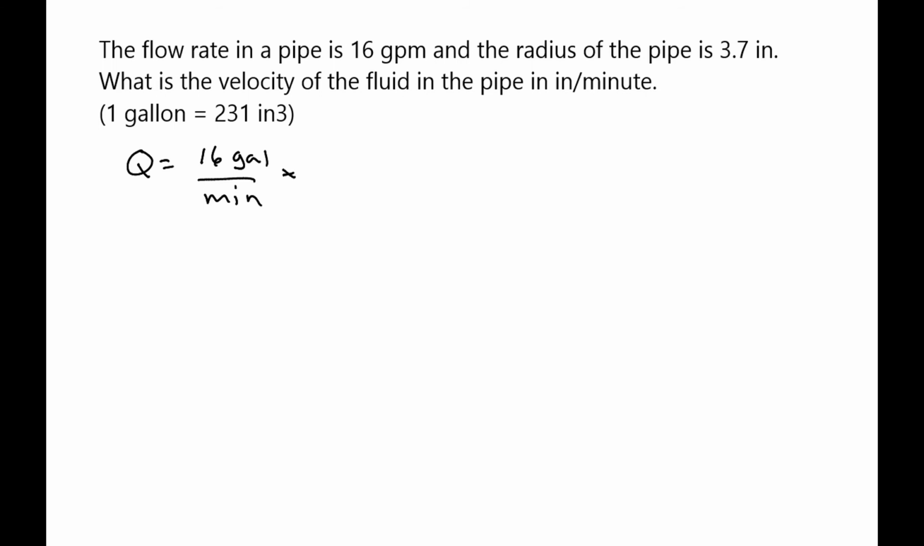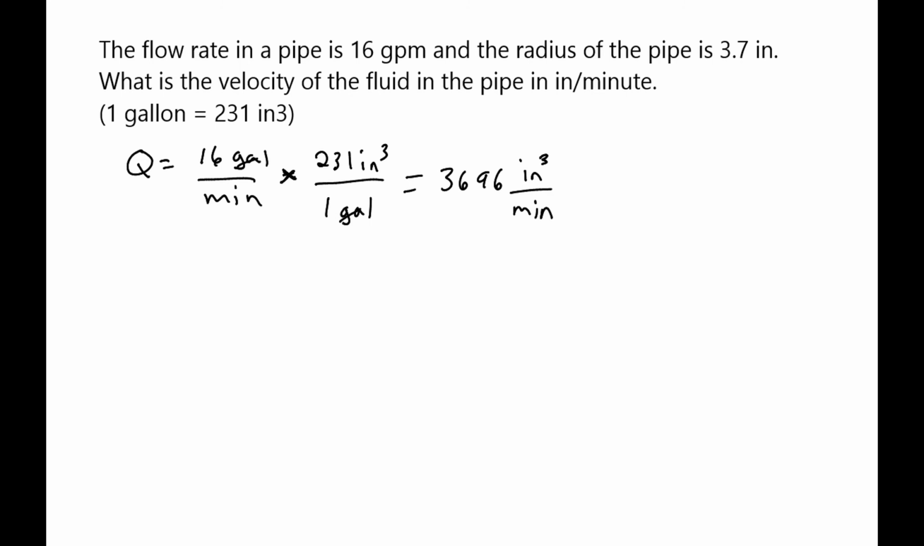So that's why they give us 1 gallon equals 231 inches cubed. So if we say our flow rate Q is 16 gallons per minute, we'd like to get to inches cubed per minute, because that's what we need to get to inches per minute. So if we say times 231 inches cubed in 1 gallon, the gallons cancel, and we're left with what's 16 times 231? 3696. That says inches cubed of fluid per minute. Any questions on what we did there?